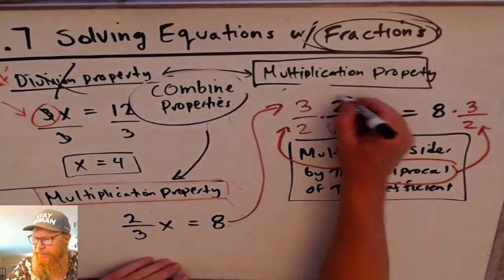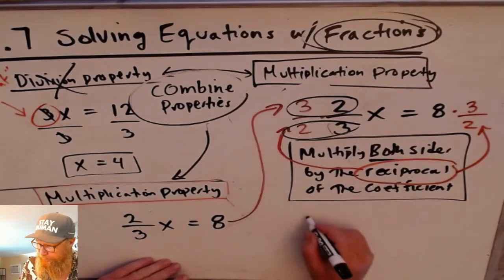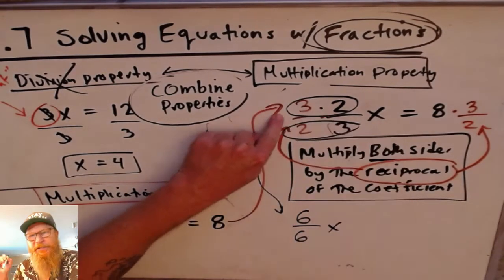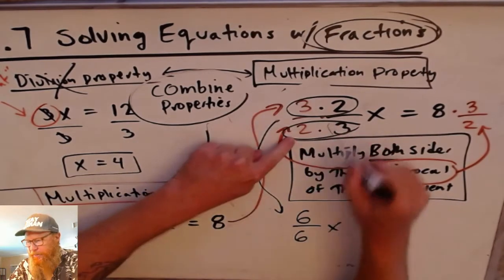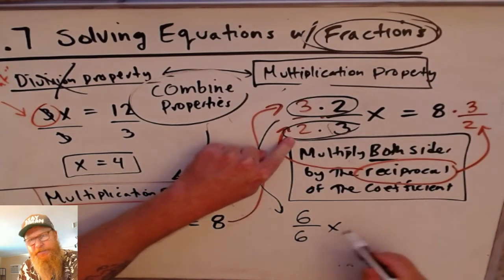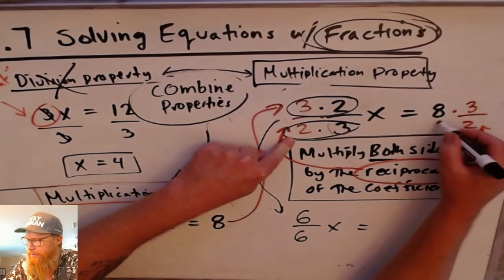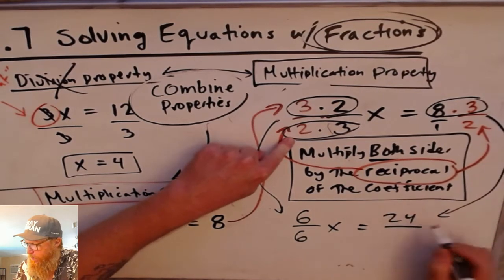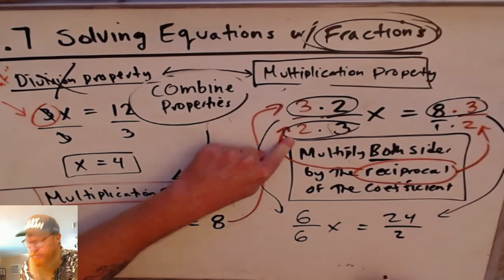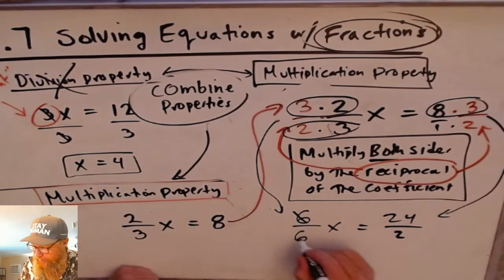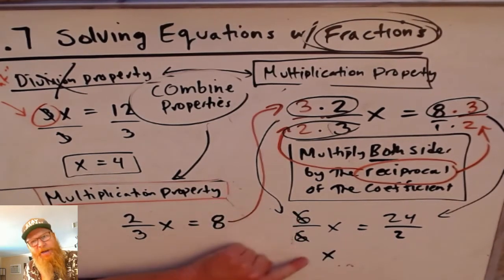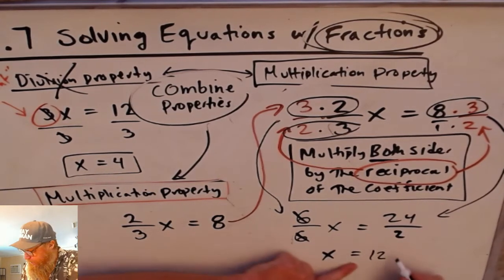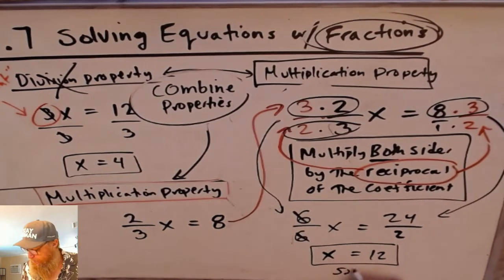All right. And now what happens is we multiply the numerators. So 3 times 2 is 6. 2 times 3 is also 6, so that becomes 6 over 6. On the right-hand side, we multiply the numerators. 8 times 3 becomes 24, and 1 times 2 becomes 2, and then we simplify our answer. Again, this is 1x, but I'm not going to write the 1, and then 24 divided by 2 is 12. So the solution is 12.